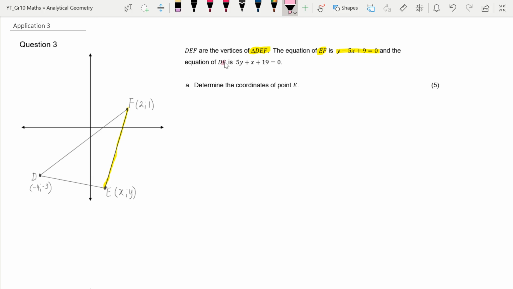And then they give us the equation of DE. There we've got line DE, and they give us that equation as well. And again, not in standard form. Let's quickly study the diagram and see what missing information is there. We've got the whole of point F, we've got the whole of point D, and for coordinate E, we don't have x or y. E is the missing coordinate.